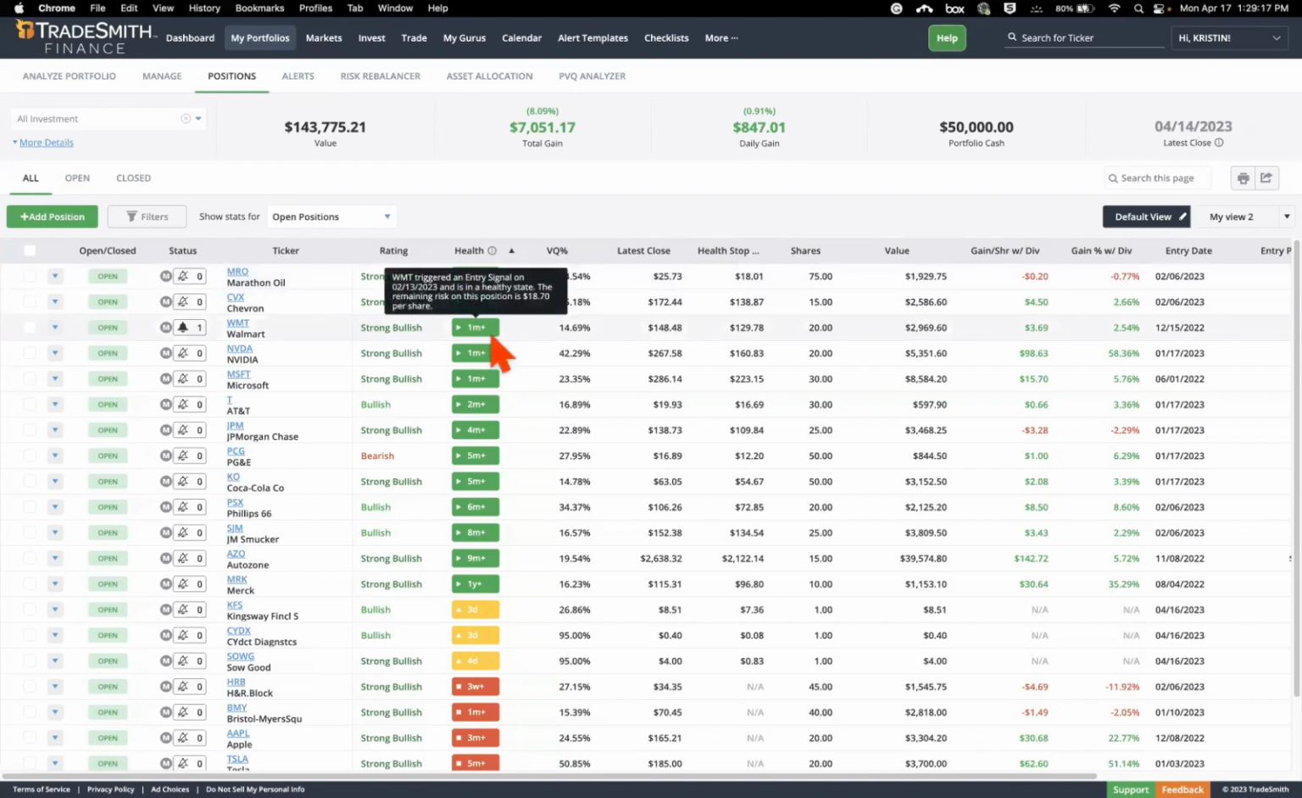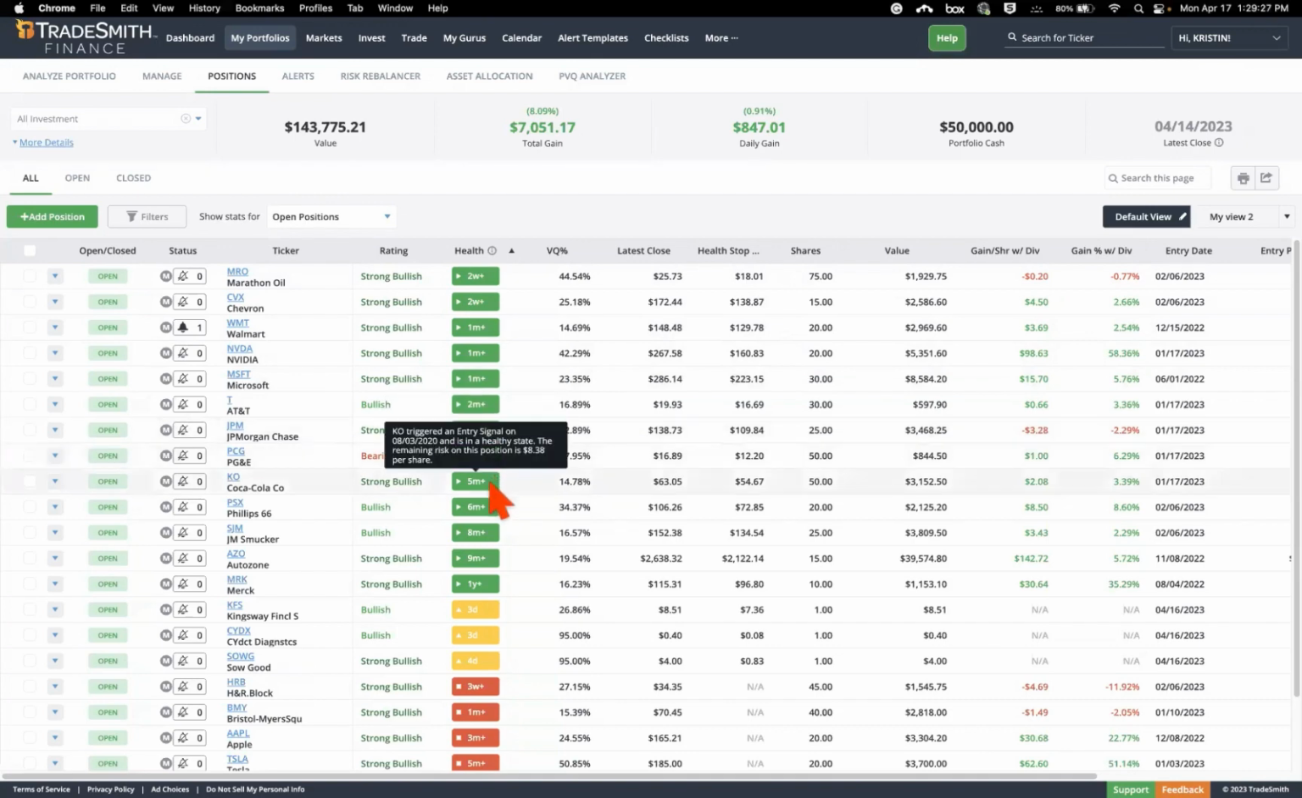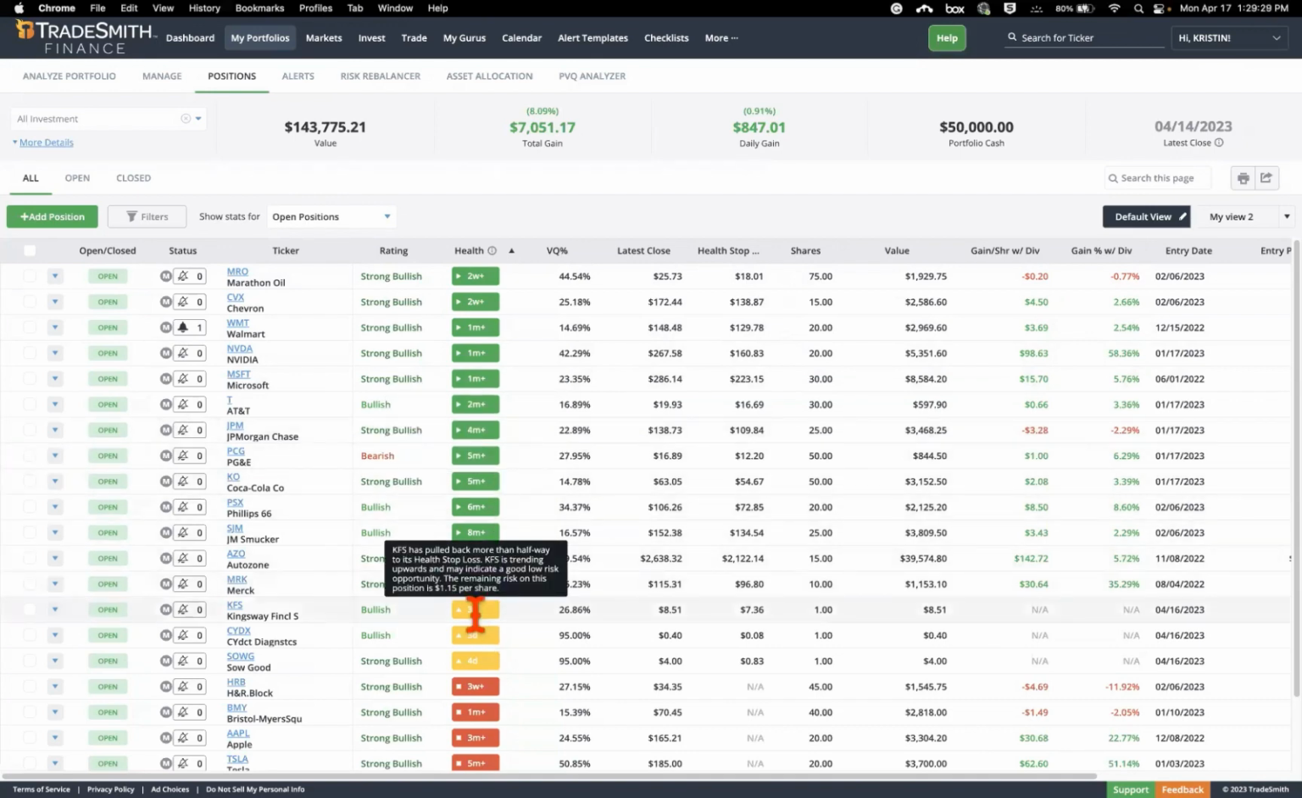You can see Walmart has been in the green zone for 1 month or more. And then let's see if we have any. I was looking for a D. Okay, so if you see a D, that's days. So KFS has been in a yellow uptrend for 3 days. And then the last letter that you could see is a Y. So for example, Merck has been in the green zone for 1 year or more. That's really good, actually. So they've stayed in this green zone for 1 year or more.